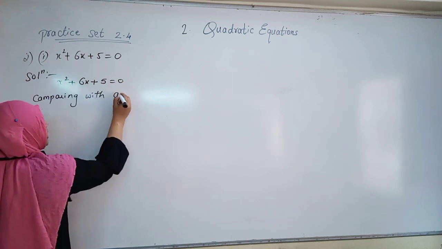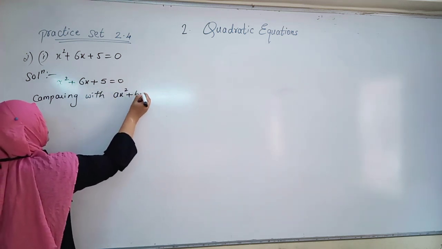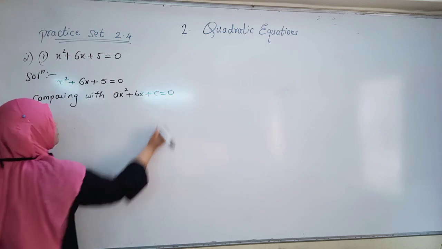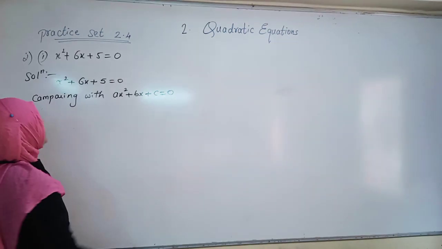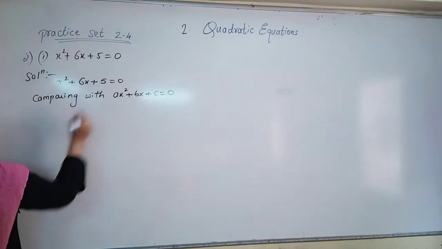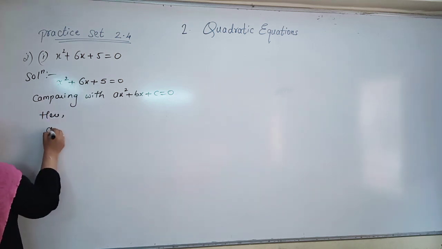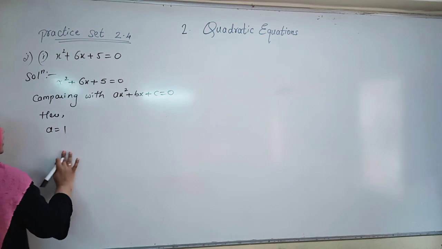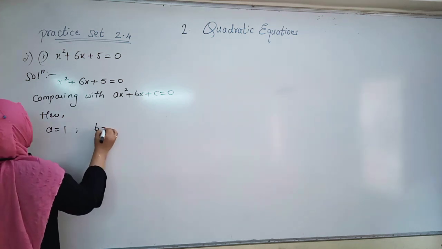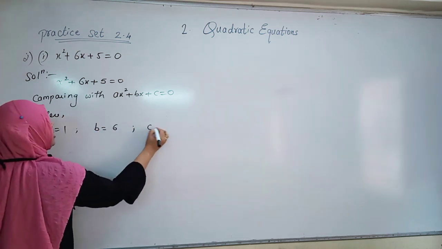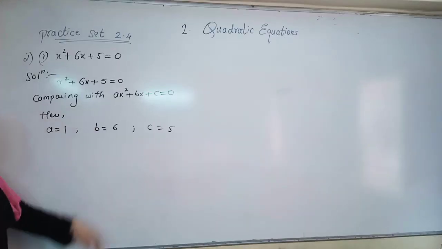With whom we are comparing? Ax square plus bx plus c equals to 0. So here we are going to find the value of a as 1, value of b as 6 and value of c will be 5. Understood?